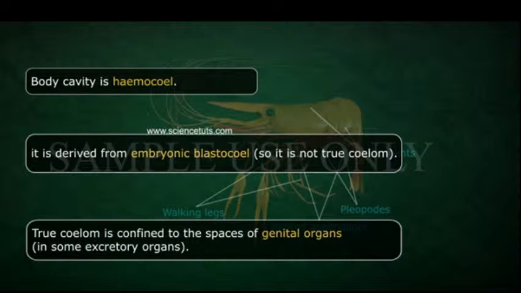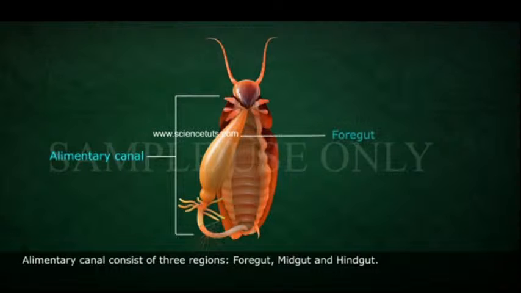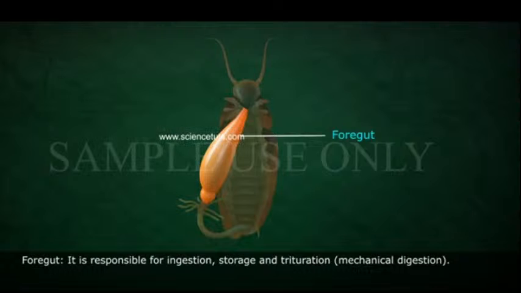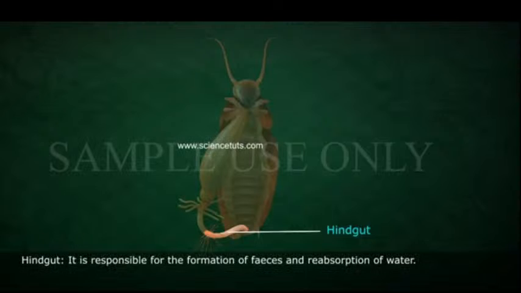The alimentary canal consists of three regions: foregut, midgut, and hindgut. Foregut is responsible for ingestion, storage, and trituration, that is, mechanical digestion. Midgut helps in enzyme secretion and digestion. Hindgut is responsible for the formation of feces and reabsorption of water.